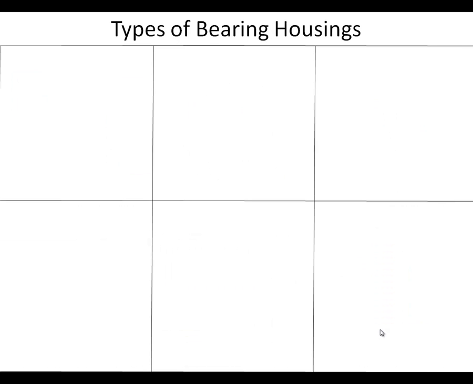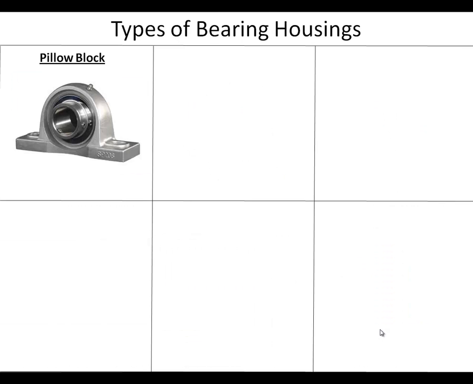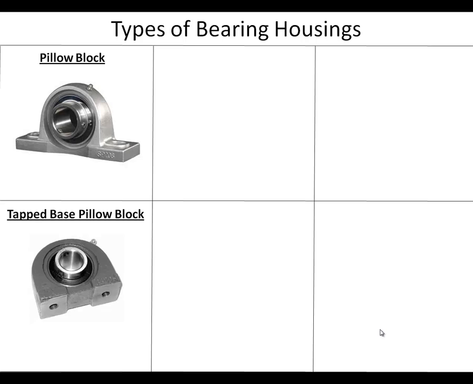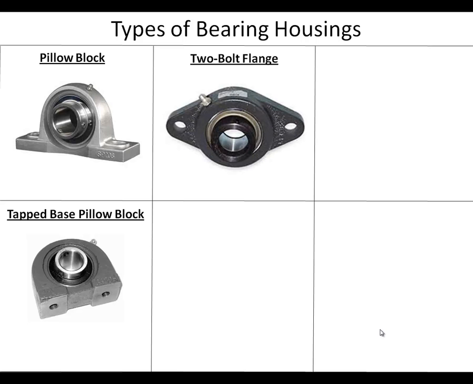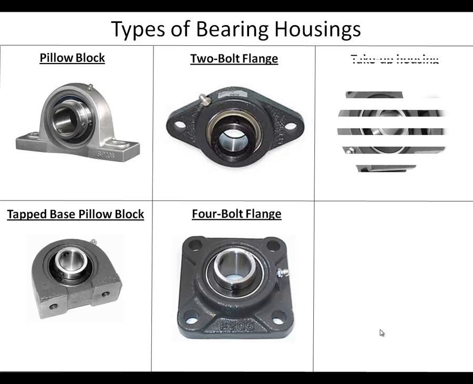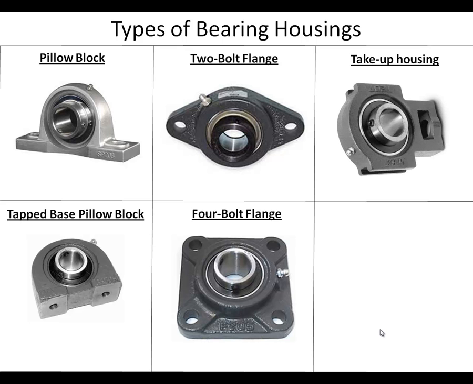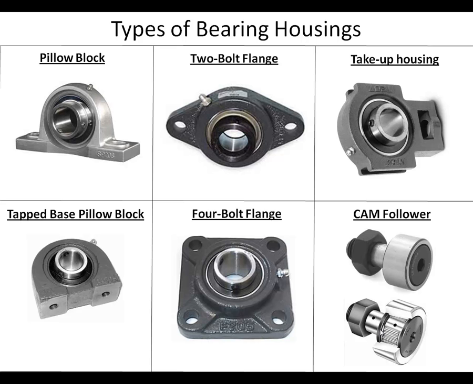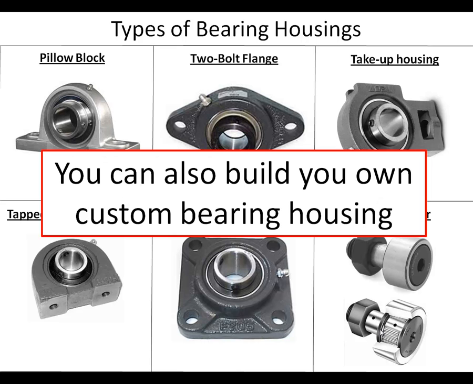Here are some types of bearing housings. One is called a pillow block. There's also another type of pillow block, which is a tapped base. It's a little bit smaller and compact. There are 2-bolt flange bearings. There are also 4-bolt flange bearings. There's a take-up housing. These are usually used on conveyors where you need to tension the pulley and tighten the conveyor belt. There are also cam follower bearings. And please also note that you could also build your own custom bearing housing.